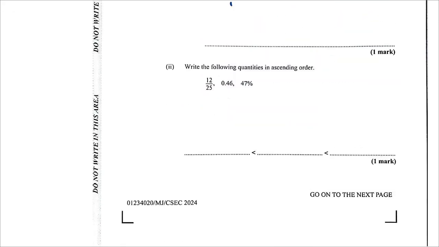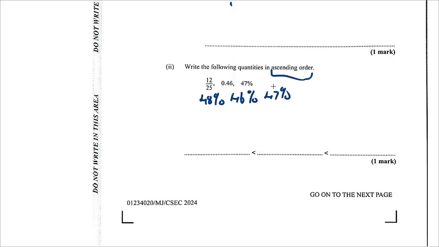Then this one, find the following quantities in ascending order. Anytime you have different units like this, I like to turn everything to the same. So I'm going to turn everything to percentage because it's easier like that. To change anything to percentage, you multiply by 100 over 1. So 12 over 25 multiplied by 100. 25 into 100 is 4. 4 by 12, so this is 48%. This is 46%. And this is 47%.